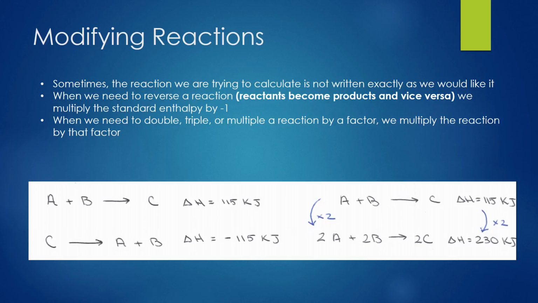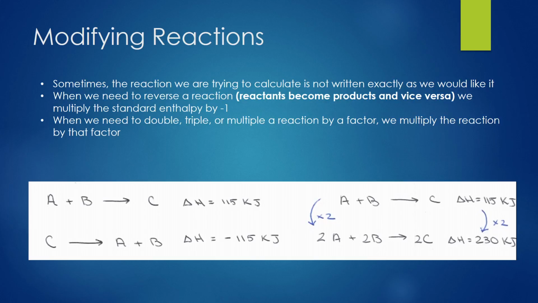Sometimes, though, the reaction we're trying to calculate is not written exactly as we would like it, and I'll show you an example of that in a couple slides. But hypothetically, if we need to reverse a reaction, aka the reactants become the products and the products become the reactants, we would multiply that standard enthalpy by -1, and that's denoted in the diagram below on the left-hand side.